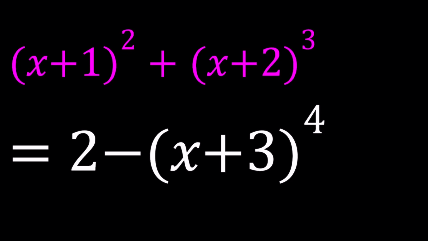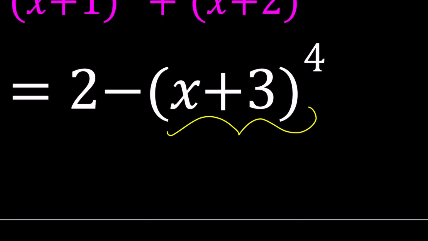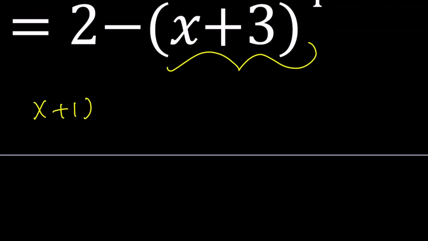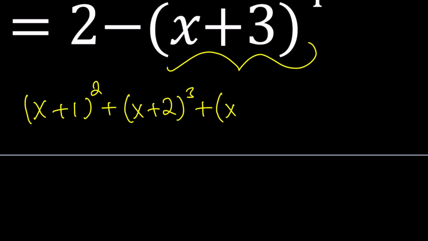Hello everyone. In this video we're going to be solving a very interesting polynomial equation. We have (x+1)^2 + (x+2)^3 = 2 - (x+3)^4. Obviously, in its original form, this problem does not look like that, but we're going to add this term to both sides to make it that way. So let's add that to both sides, and we get (x+1)^2 + (x+2)^3 + (x+3)^4 = 2. Awesome. Now, obviously, adding this quantity to both sides is not going to change the domain or the solution set because these are polynomials, so they're all good.